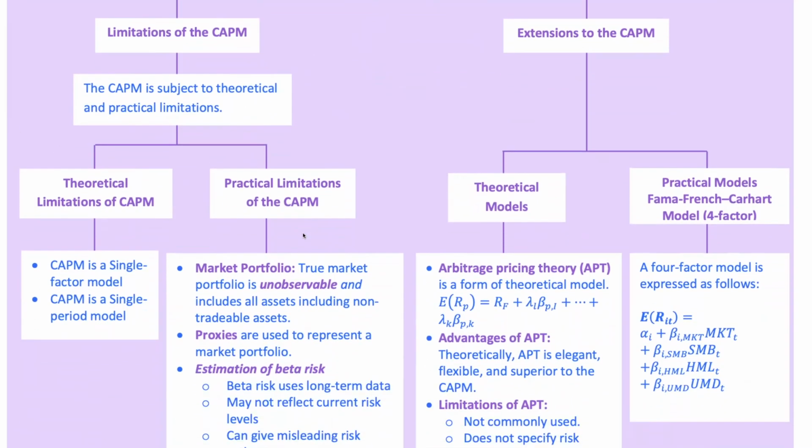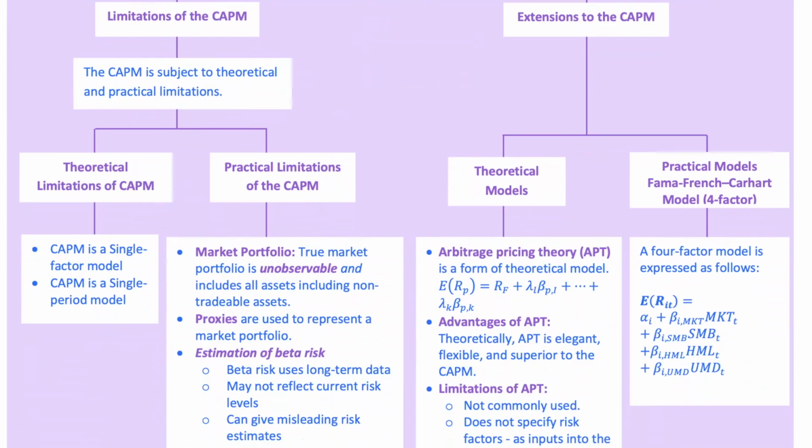So first up, the CAPM is a single factor model. That means it only looks at one thing, systematic risk, or beta. It assumes that beta alone explains why some assets earn more than others. But in the real world, we know there are a bunch of other things that move prices, like company size, value versus growth, or even investor sentiment.